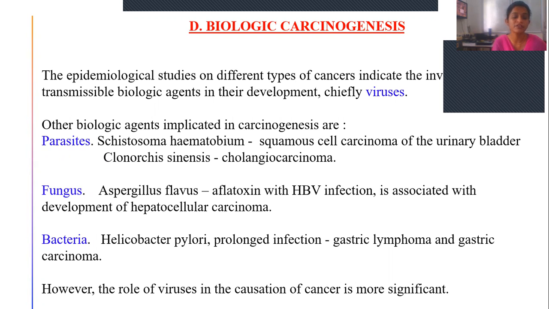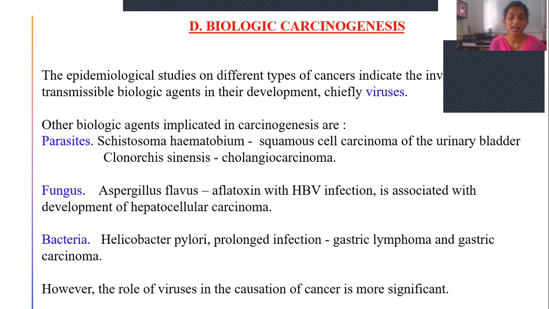The examples for parasites include Schistosoma haematobium, which causes squamous cell carcinoma of the urinary bladder, and Clonorchis sinensis, which causes cholangiocarcinoma. So these two parasites cause carcinogenesis.